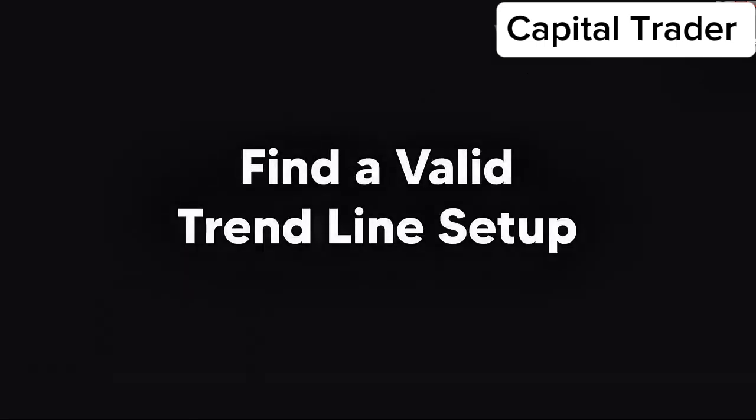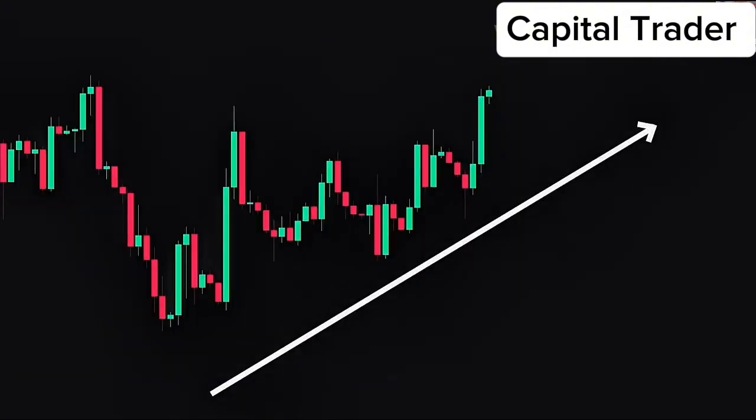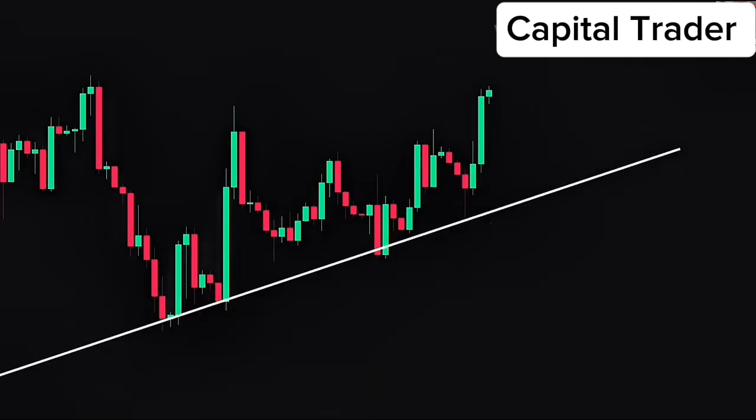First of all, you have to find a valid trend line setup. Like in this chart, the price is in an uptrend. The market is trending, and there are some swing lows which we can connect to draw the trend line. Now the market is in an uptrend, so we can expect that the price will bounce from the trend line and go up again. That's why we only need to draw the single lower line.